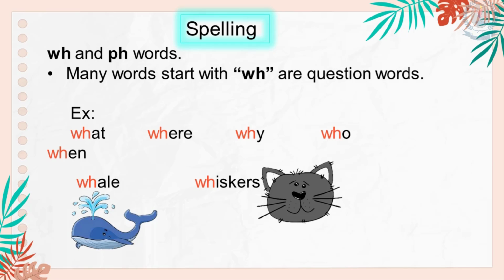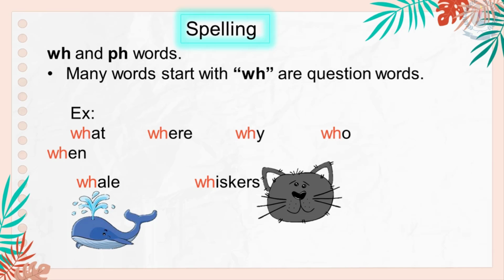Now, this is about spelling. WH and PH words. Many words that start with WH are question words. We know, children, we call them WH question words. Let's see some examples. What, where, why, who, when. So all these question words start with these two letters, W and H. So the W sound comes.